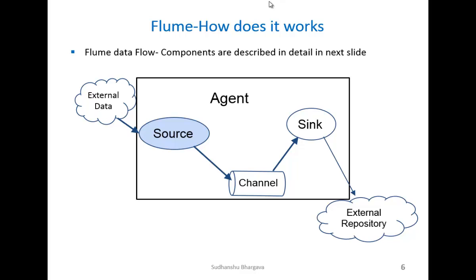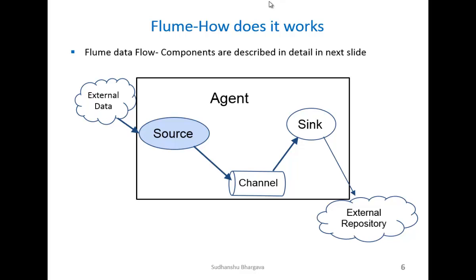The source consumes events delivered to it by an external source like a web service. The external source sends events to Flume in a recognizable format. When a Flume source receives an event, it stores it into one or more channels. The channel is a passive store that keeps an event until it is consumed by a Flume sink or forwarded to the next stage.